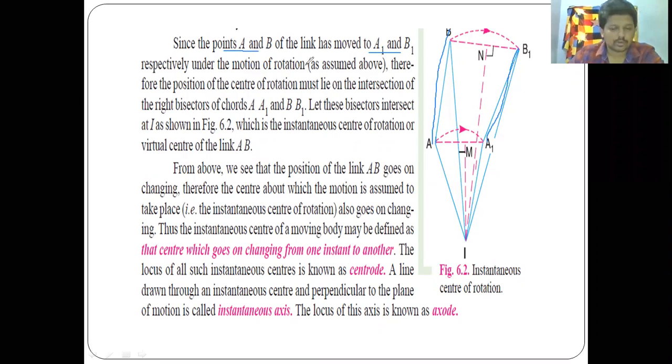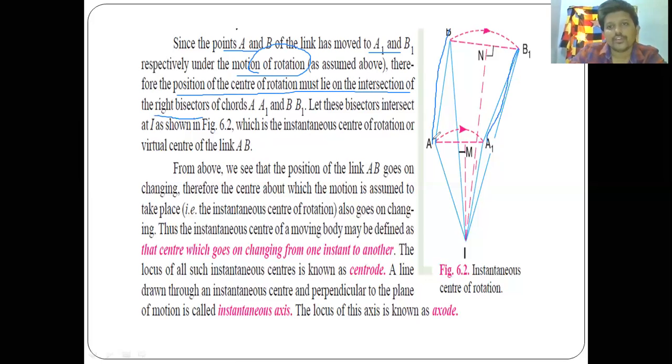Again, I'm going to the same topic. There are both translational and rotational portions, but we are only considering the pure rotational. Here, if you see, it is moving from AB to A1 and B1 under the motion of rotation because we are only considering the pure rotational. Therefore, the position of center of rotation must lie on the intersection of right bisectors.